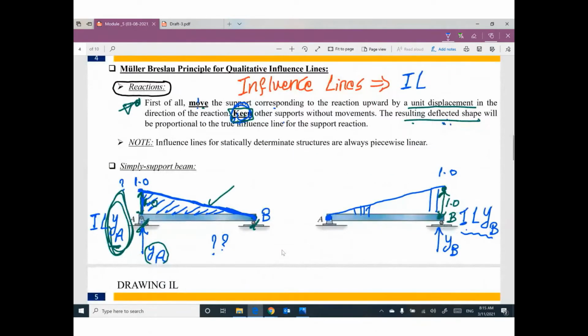And we started to learn, based on Muller-Breslau principle, how can I draw the influence line for reaction? We learned 3 steps: move, keep, and the resulting deflected shape. Move the support you are looking to draw the influence line for, for its reaction. Keep any other support without movement. The new deflected shape will be the influence line for this reaction.